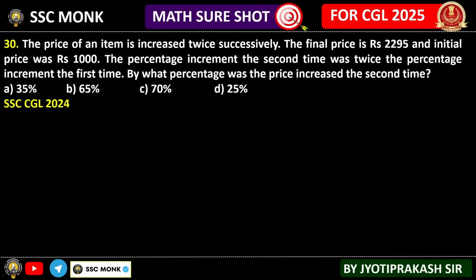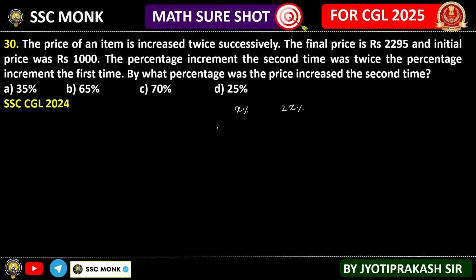Next, the price of an item is increased twice successively. The final price is 2295. The initial price was 1000. The percentage increment the second time was twice the percentage increment the first time. What percentage was the price increased the second time? Let's say the first time the price was increased by X%. The second time it got increased by 2X%. That is all clear? Yes.